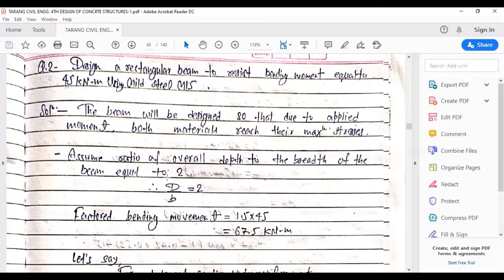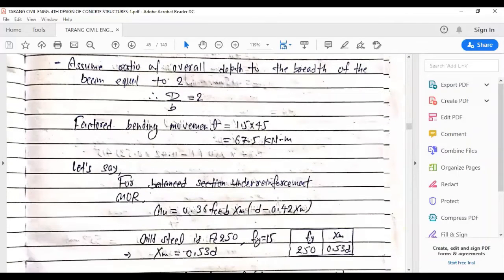So now next is assumption part. We'll assume ratio of overall depth to the breadth of beam as equal to 2. So this is overall depth, capital D, total depth, divided by breadth of the section. So D by B should be 2. Now we'll factor up the bending moment. Bending moment is 45, and by multiplying it by a factor of 1.5, we get 67.5 kilonewton meter. So this is our factored bending moment.